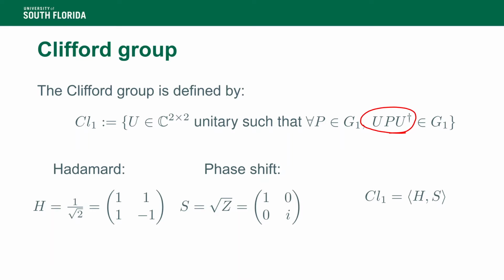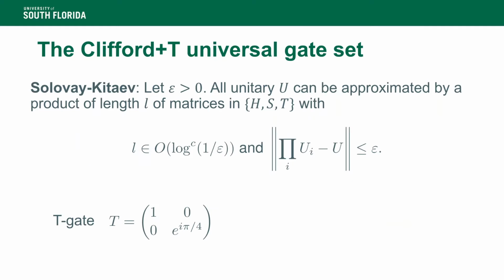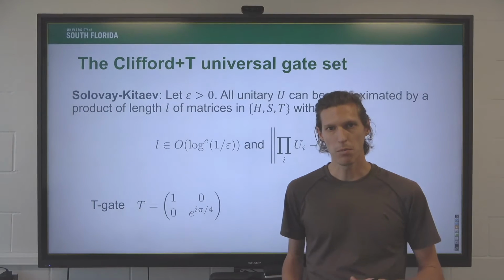And it turns out that this group, the Clifford group, can be generated by the Hadamard matrix and this phase shift matrix, whose square winds up being the Z matrix. So that's the sort of smallest generating set that we can come up with. And here is why this is all important.